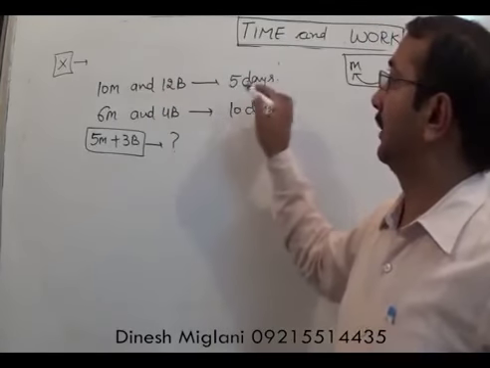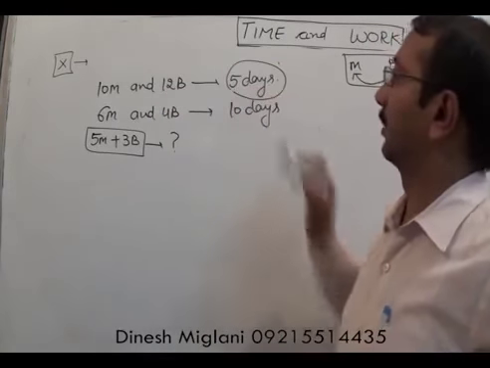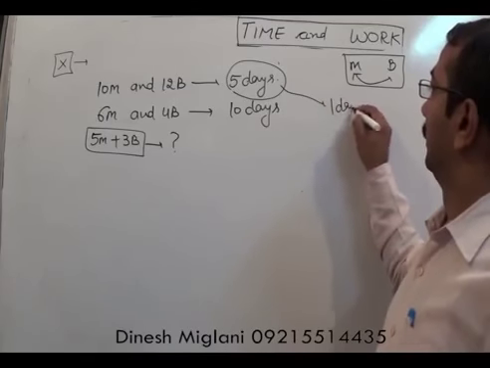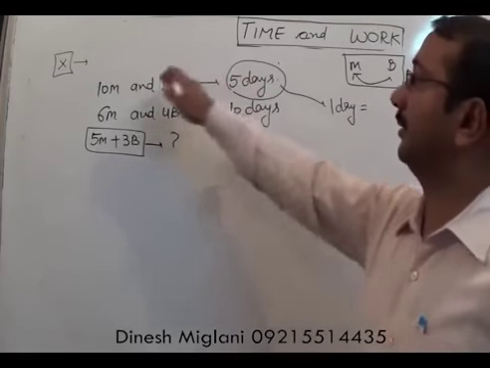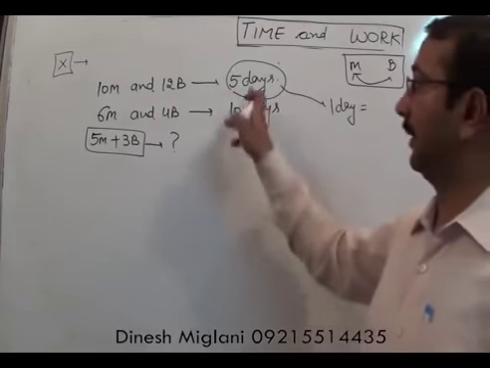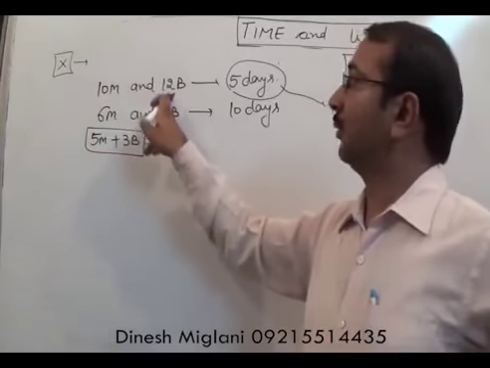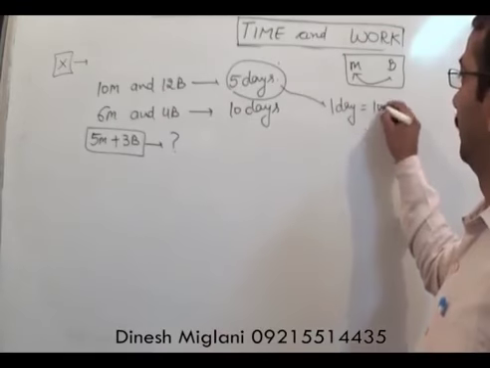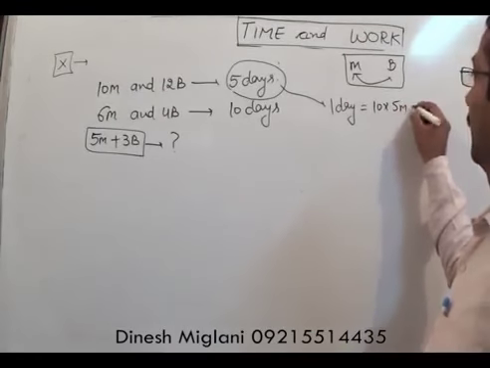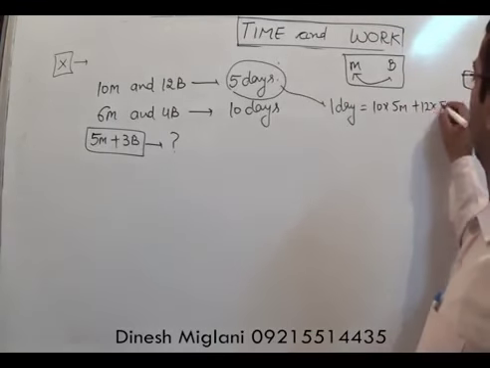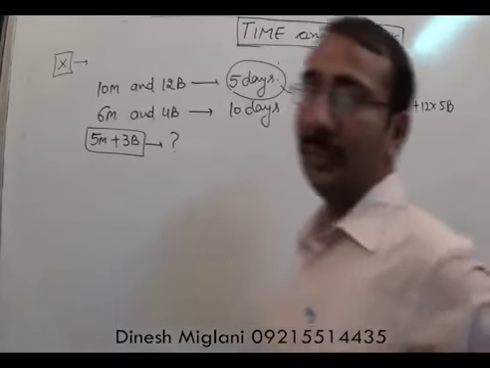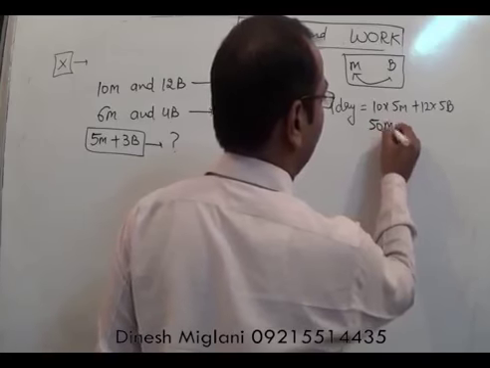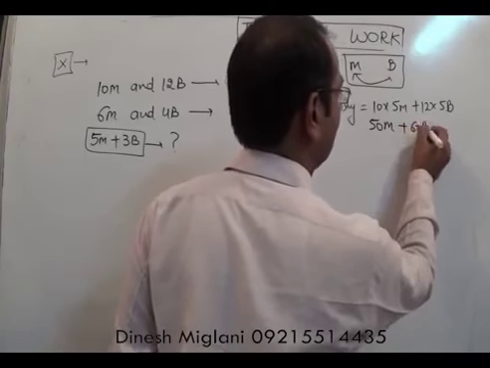10 men and 12 boys takes 5 days to do a work. If they have to do the work in 1 day, means they have to increase their capacity. It means I need into 5 and into 5. So I need 50 men and 60 boys. So I can say 10 into 5 men plus 12 into 5 boys, or else I can say that would be 50 men plus 60 boys.